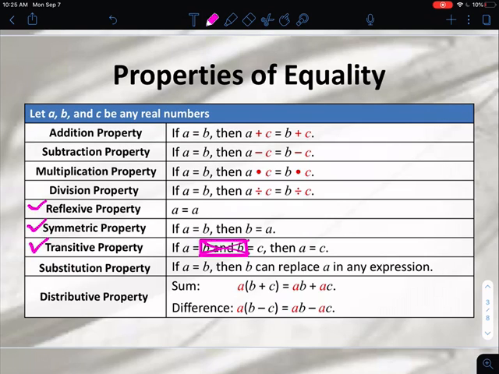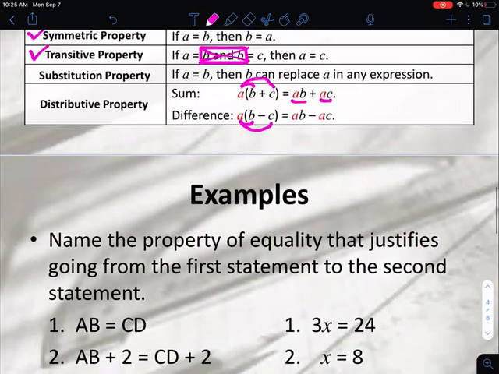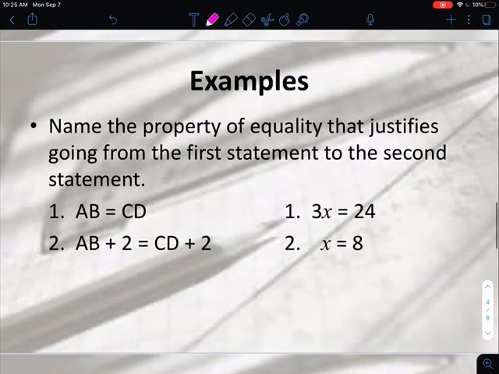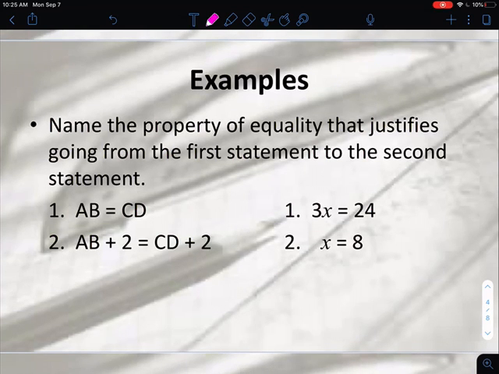The last one's distributive, and this is one you've definitely seen before. When you have a number outside of parentheses, so this A times B plus C, I can distribute that A to both terms. So A times B plus A times C. It works for both plus and minus, so A times B minus A times C. So the distributive property is just kind of taking that number and multiplying it through to everything in the parentheses. So these are all properties that you'll need to know. So we're going to practice with these by looking at some examples.